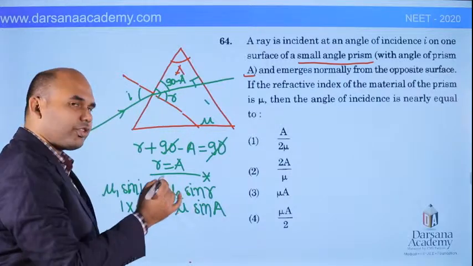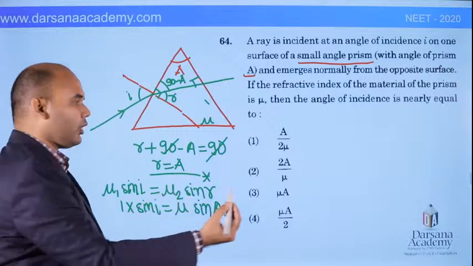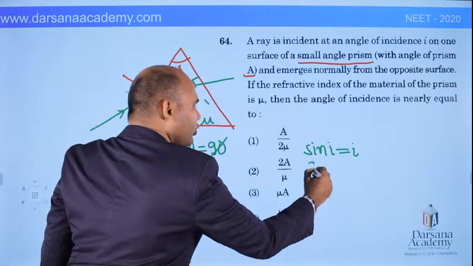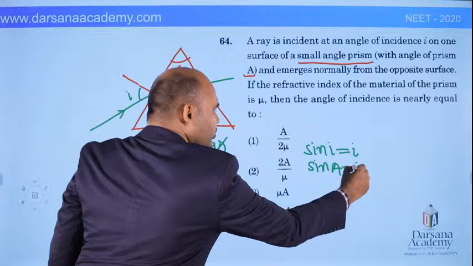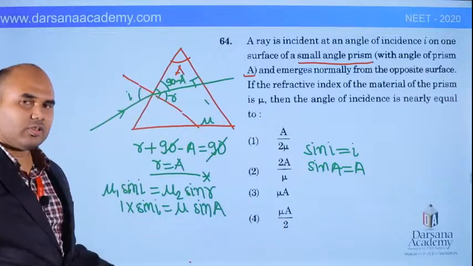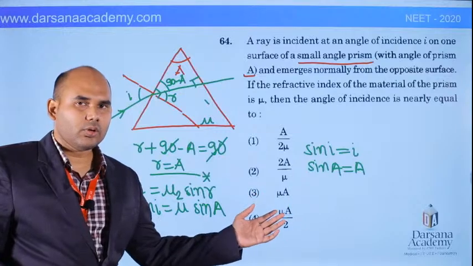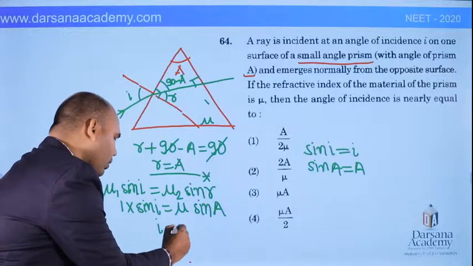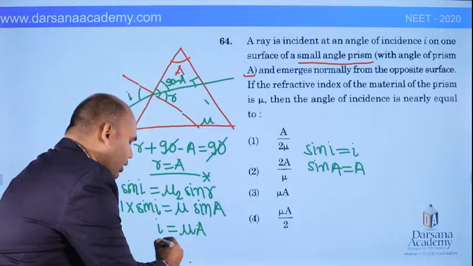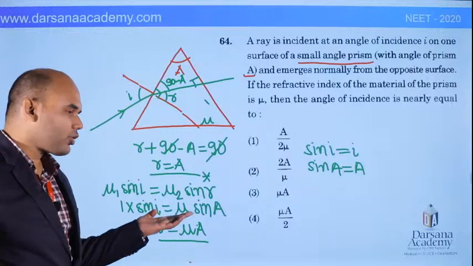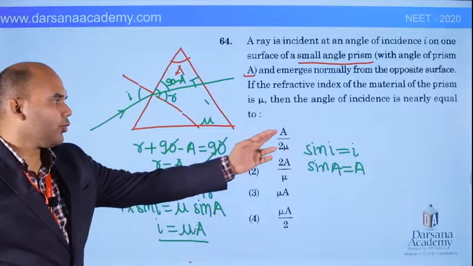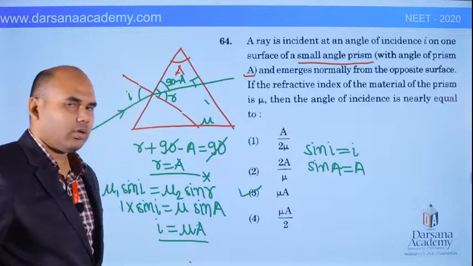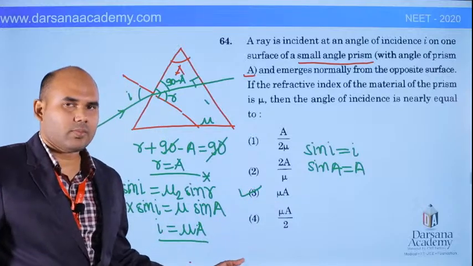So it is given a very thin prism. So for a very thin prism, you can write sin I equals I and sin A equals A. Approximately we can write, because thin prism means angles are very small. So we can do this approximation. So here you can write I equals mu into A. And this was our simple question with this approximation. So I will be mu into A. So the third option will be the correct one. I think you got this.